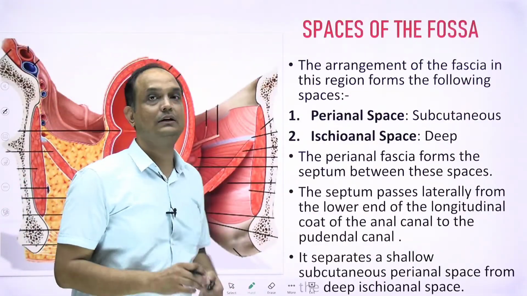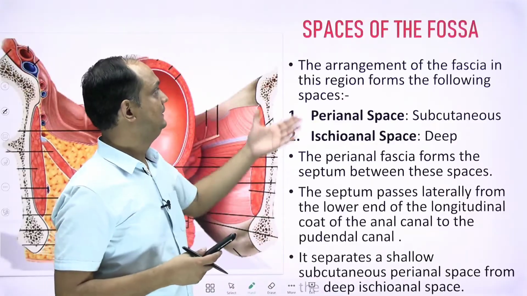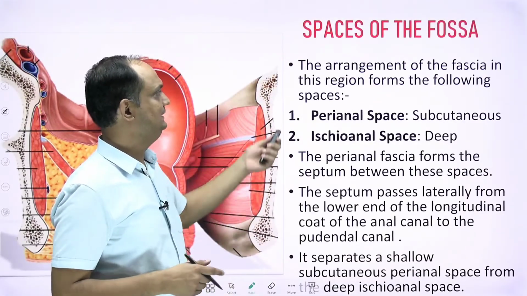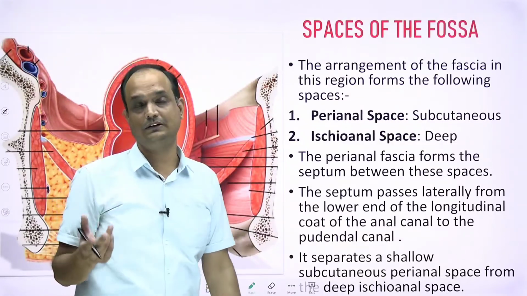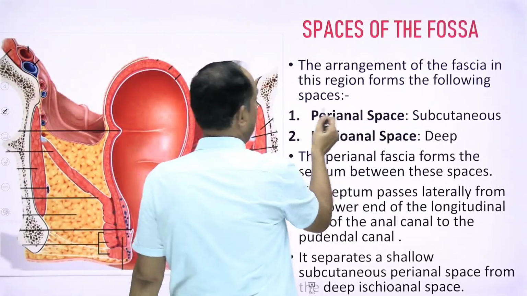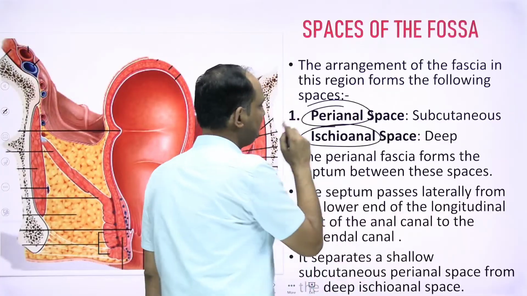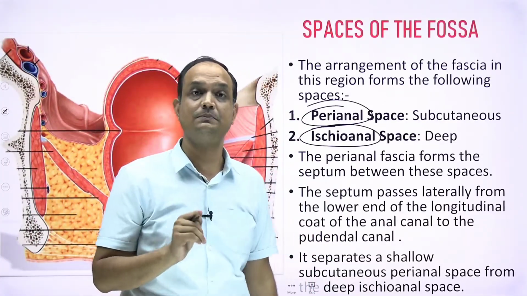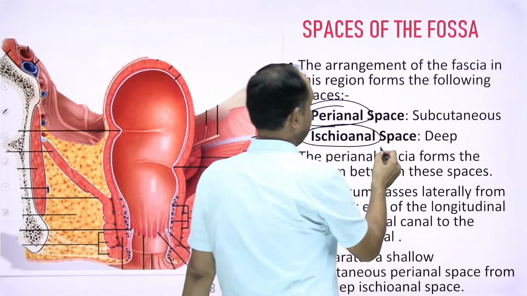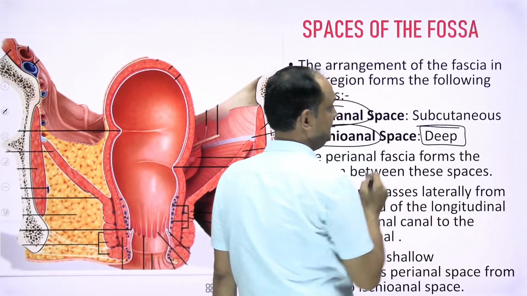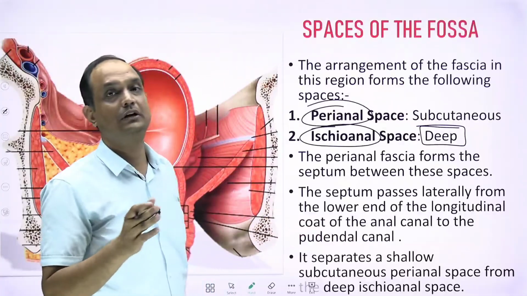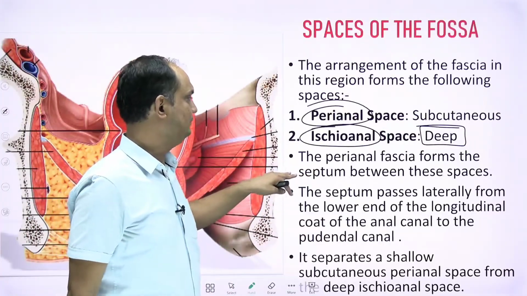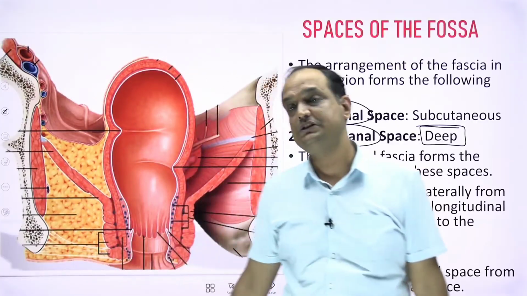Now, what are the further divisions of the spaces of the fossa? The arrangement of the fascia in this region forms two further spaces, perianal and ischioanal. The perianal space is a subcutaneous space which lies just below the skin, and the ischioanal space is a deep space, also known as the ischioanal fossa proper. The perianal fascia forms the septum between these two spaces.